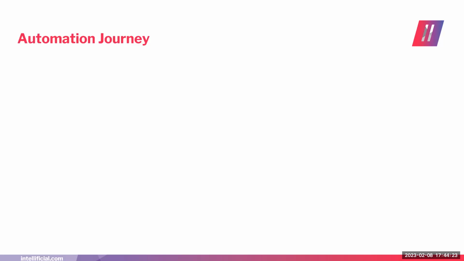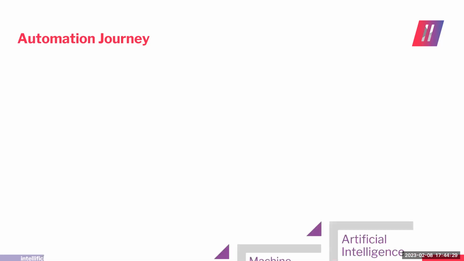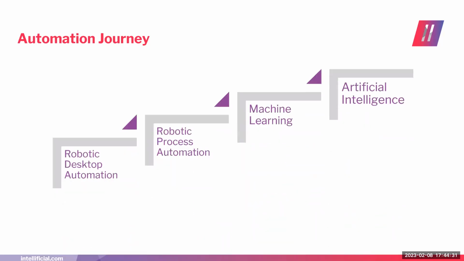So let's understand the automation journey. If you take the automation journey, it has begun from simple desktop automation till artificial intelligence. And we are somewhere in the middle, at the robotic process automation and machine learning integration phase. I'll explain one by one. What is RDA, that is robotic desktop automation? It's automation that happens at the desktop level, at the user level, and it maximum involves one or two Windows desktop applications, that's it.